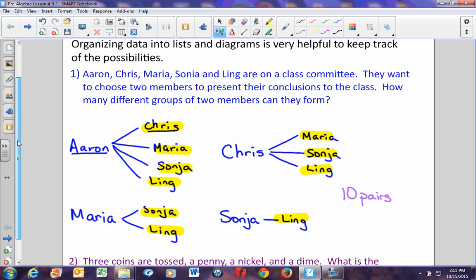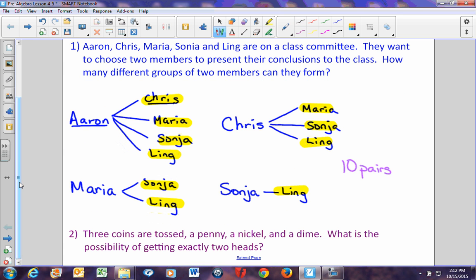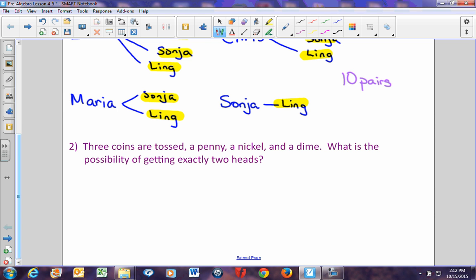Let's look at this same problem, but in a slightly different way, or a similar problem. Okay? Let's look at a similar problem here. Let's say we have coins. Everybody likes money. Let's say we have 3 coins that are tossed, a penny, a nickel, and a dime. What is the possibility of getting exactly 2 heads?